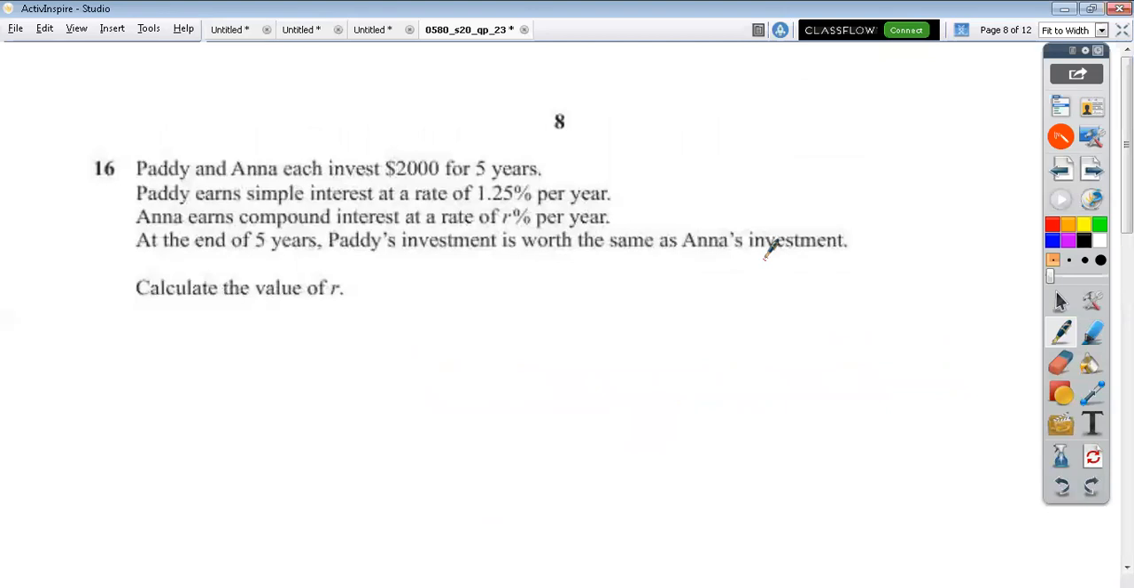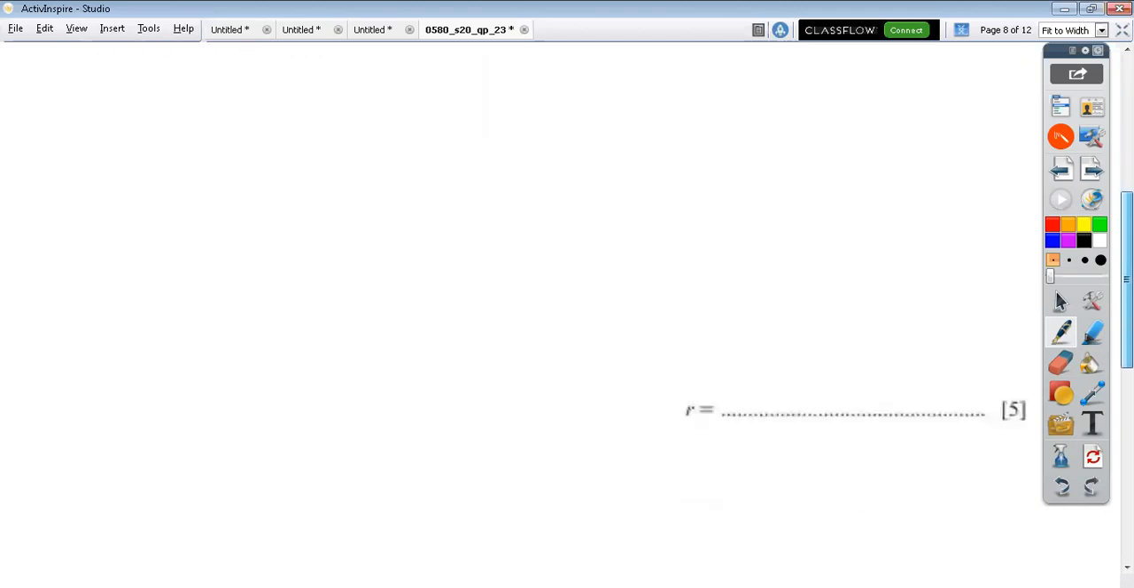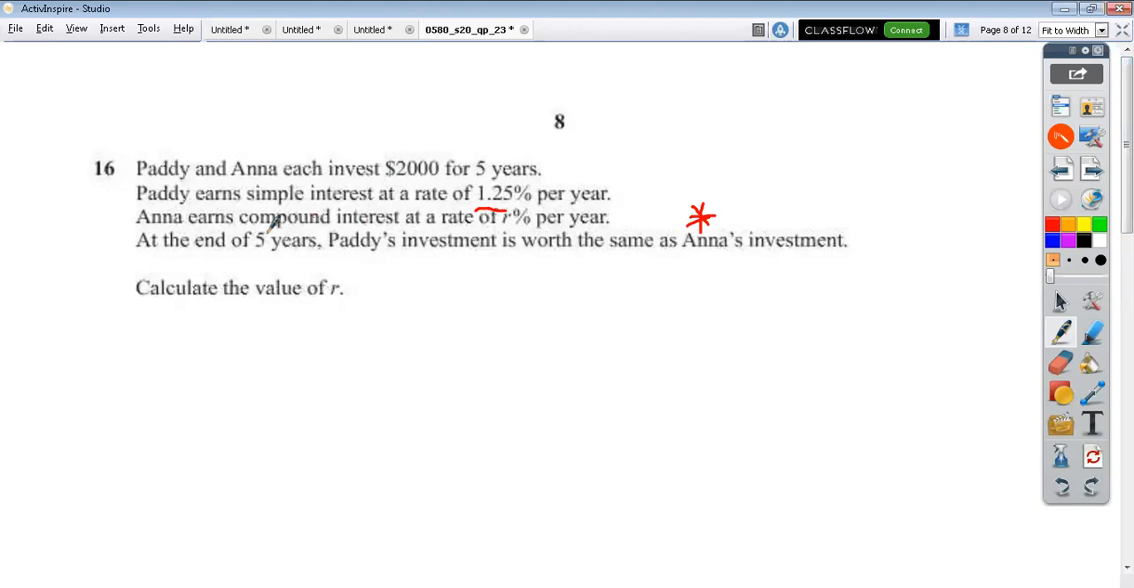Now I see, Paddy and Anna invest 2,000 for 5 years. Paddy uses simple interest at that rate. Then Anna earns compound interest at that rate. At the end of 5 years, Paddy's investment is worth the same. Now let's calculate this investment first, then we work it from there. Good work. 5 marks.